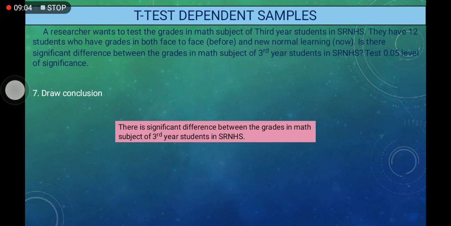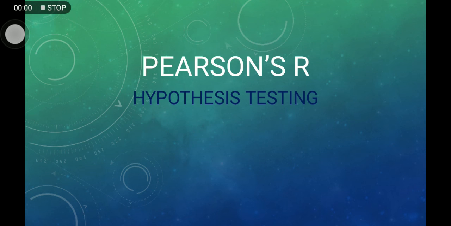Now, we will proceed to our last example. Sa last example natin, we will use the PEARSON'S R. Ginagamit ang PEARSON'S R kapag hinahanap yung relationship ng dalawang variables.